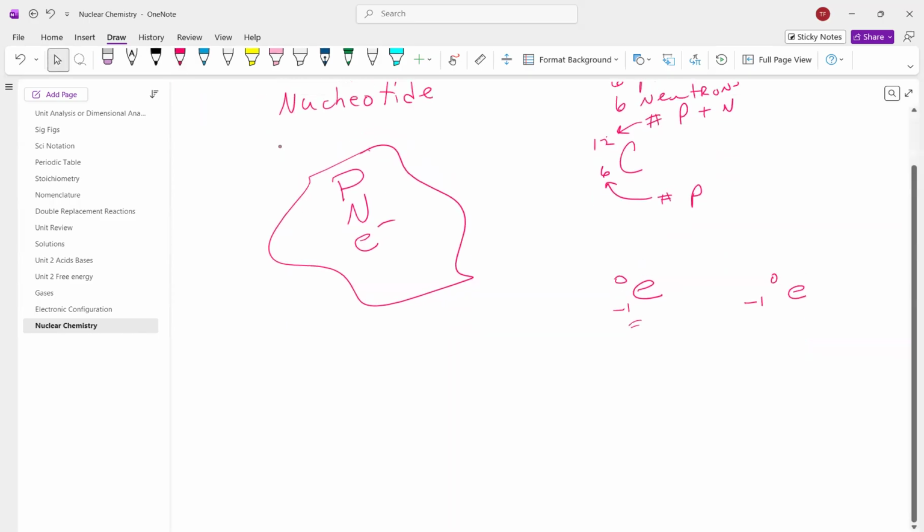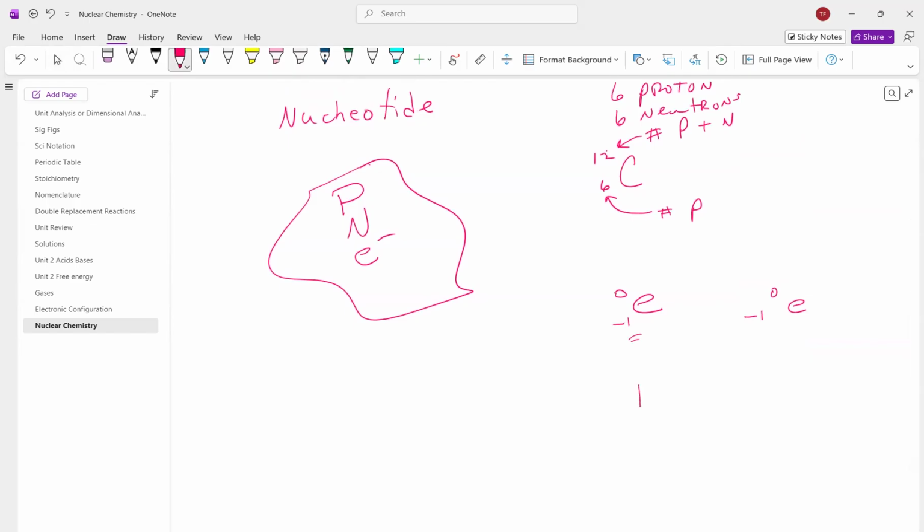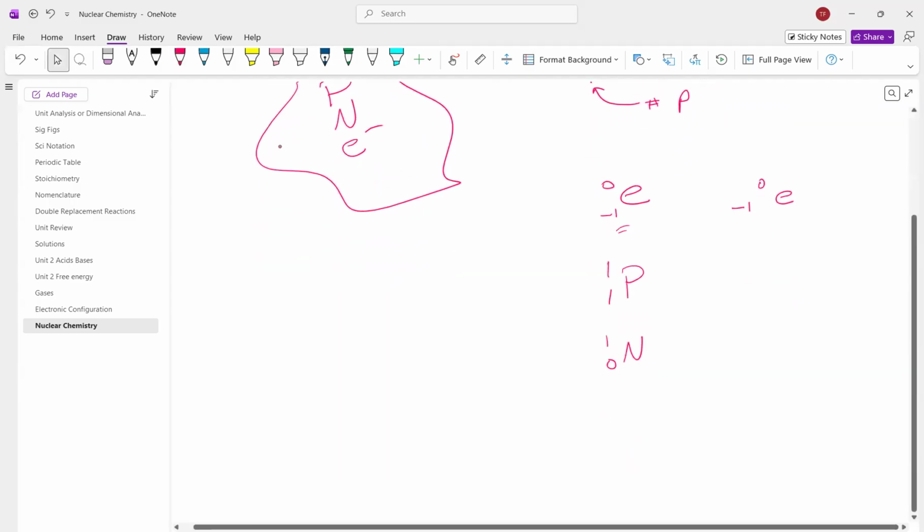Okay, so we've got protons inside the nucleus. They have 1 proton and 1 proton on top with no neutrons. Then we have a neutron. Looks like that. And we have one more interesting particle.